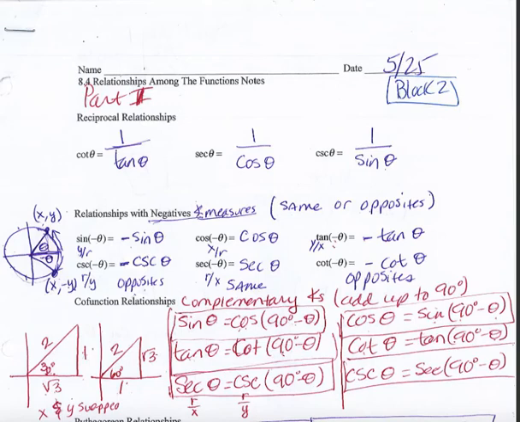Hello everyone, this is Mrs. Raposa, and I am making this video for those students who may have been absent on either May 25th or May 27th, on the days that we took notes on 8.4 Part 1, Trigonometry Identities.